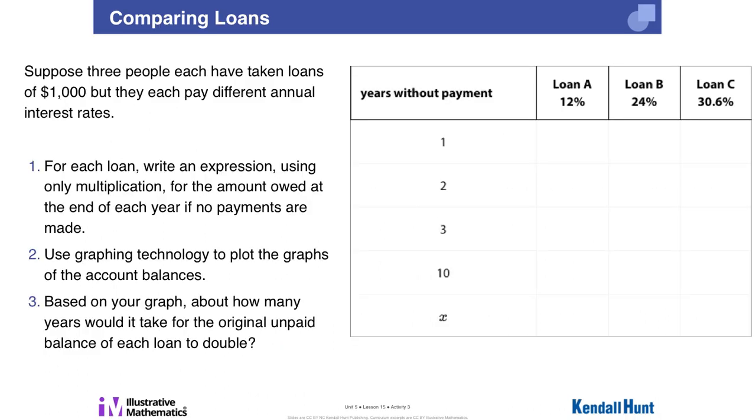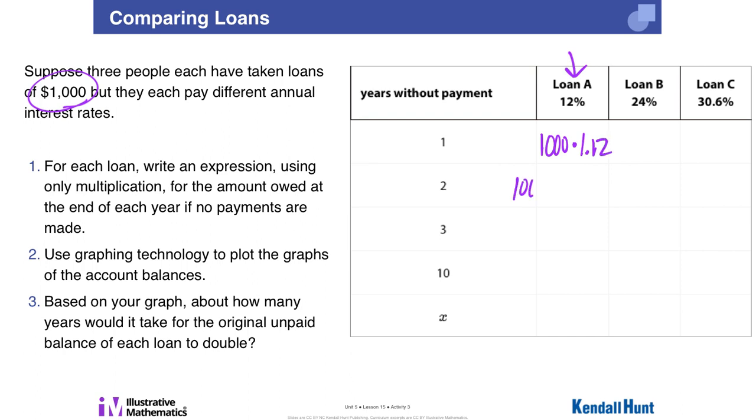In this problem, we have 3 people who have taken out loans of $1,000. That's what we're starting with. Go ahead and circle that. But they each have different interest rates. So we're going to start by doing loan A here together. If it's a 12% interest rate, after 1 year without paying anything on that, you would now owe $1,000 times 1.12 with that increase of 12%.